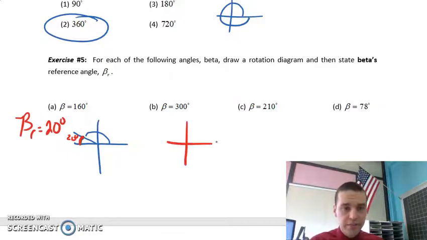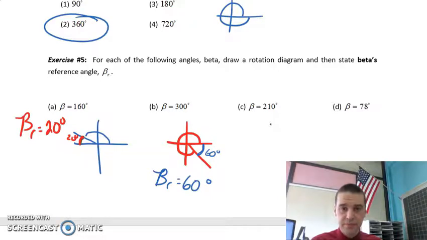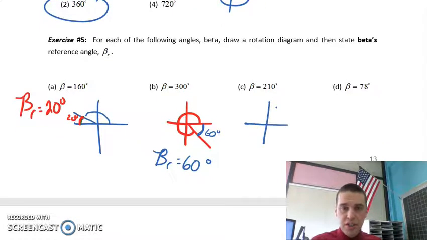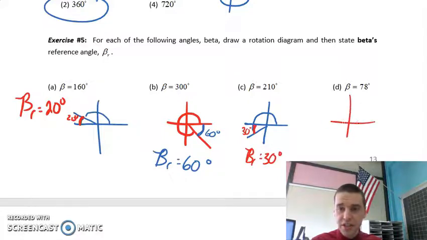For 300, 300 is in the third quadrant, right here. How much to get to there? Well, you would go all the way around, it would be 60 degrees. So your beta, your reference angle, is 60 degrees. Let's think about 210. 210 is beyond the 180 mark, but by how much? Because the distance again is to the x-axis, not to the y-axis. That portion right there is 30 degrees. So the reference angle is 30 degrees.